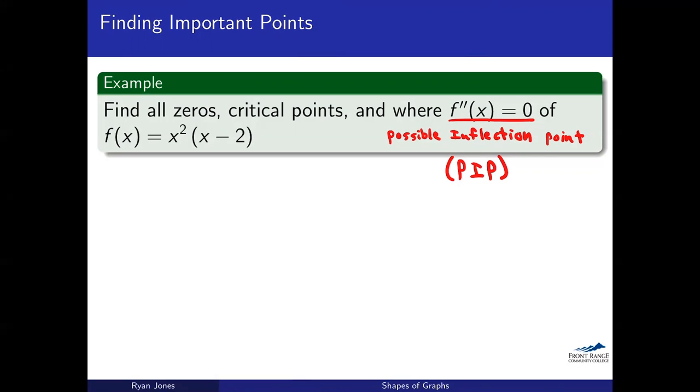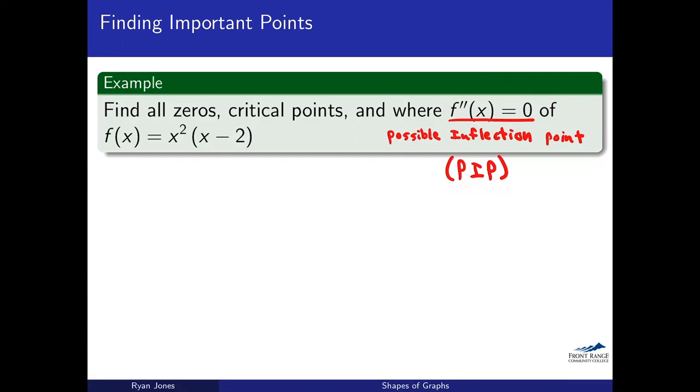We call it a PIP because we don't know if it's an inflection point. The second derivative being 0 does not guarantee that it is an inflection point. But it's a good check: if the second derivative is 0, it might change concavity. So let's find all these points where f double prime is equal to 0, label them PIPs, and then we'll check to see if the concavity actually changes. We'll do more of that in future lectures, but I'm just alluding to that now.